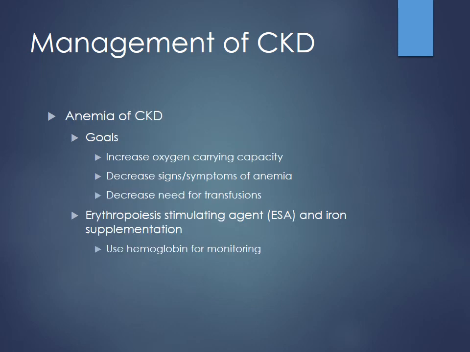So, as far as anemia goes, you need to make sure they have enough oxygen carrying capacity in the blood to oxygenate appropriately. We like to decrease their signs and symptoms of anemia, and also hopefully decrease their need for transfusion. In a lot of cases, especially if they are not on appropriate therapy to fix their anemia, they end up getting a lot of transfusions, which has its own risk associated with it. So we're going to use these erythropoiesis stimulating agents, or ESAs, and we're going to give them iron supplementation. Usually we're going to use the hemoglobin as our monitoring parameter here.